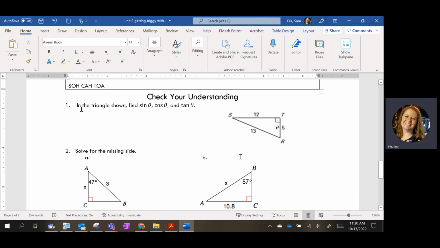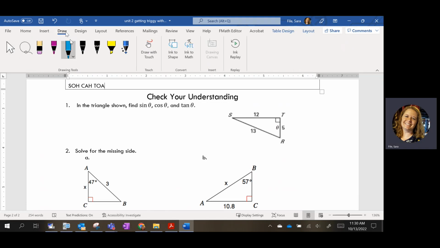So here it says to find sine of theta, cosine of theta, and tangent of theta. Okay, let me see if it'll let me do some simple markings here. So here's angle theta. Okay, it's at R. Opposite angle theta, that's this side. Adjacent to angle theta, that's here. And then the hypotenuse is always across from the 90, that's here. This is always going to be your step 1 when doing right triangle trig, is to label, label, label. What is the opposite, adjacent, and hypotenuse?